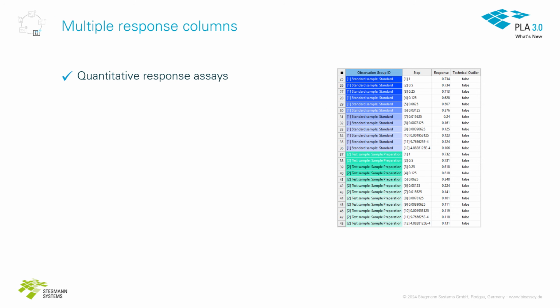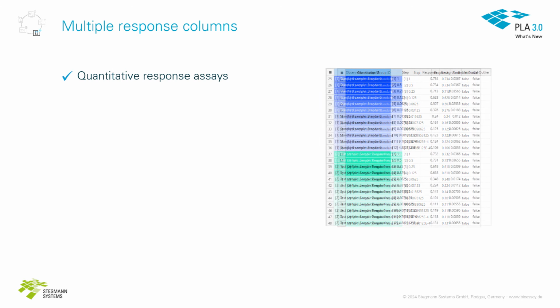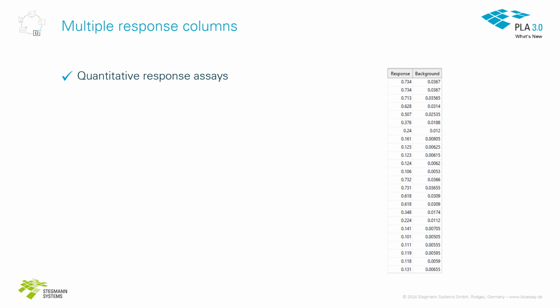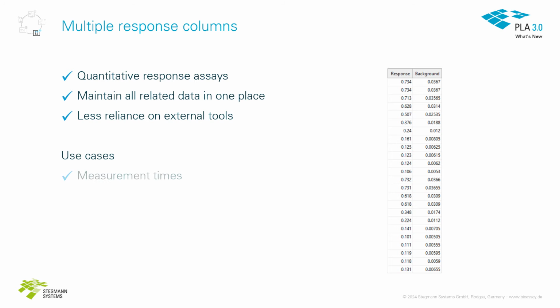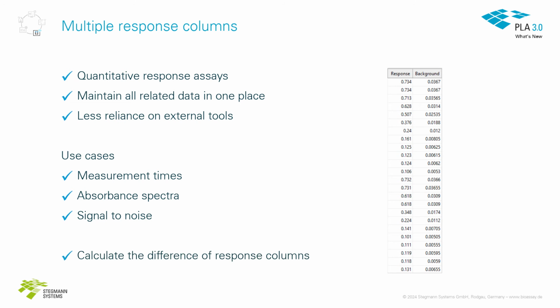The quantitative response assay document now supports multiple response columns. Maintain all related data in one place, and be less reliant on external tools. For example, enter data from different measurement times, or absorbance spectra, or compare signal to noise. You can also let PLA 3.0 calculate the difference of response columns to use for assay analysis.